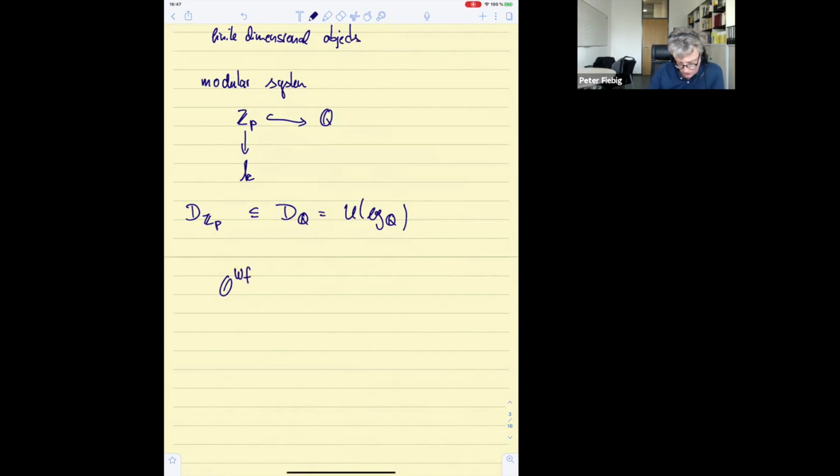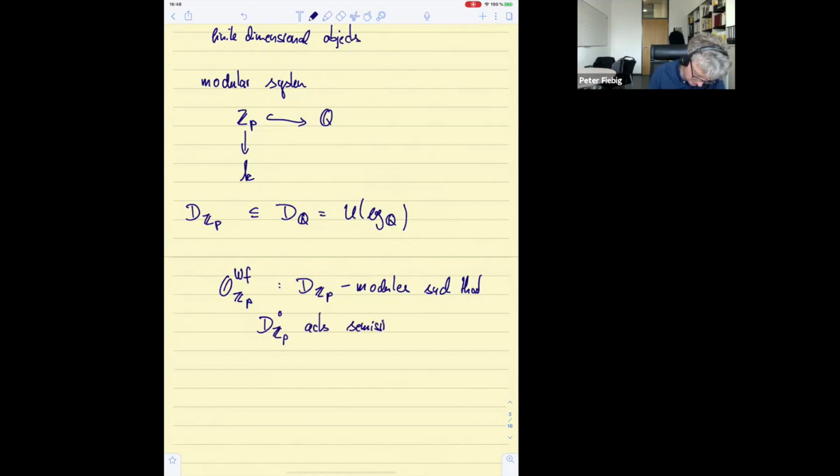This WF should stand for Weyl filtration. So these are the objects that have a Weyl filtration. So the Weyl modules have a lift to the p-adic integers. So these are the D_{C_p} modules such that D_{C_0}, P_0 acts semi-simply, and I think that's actually not necessary.